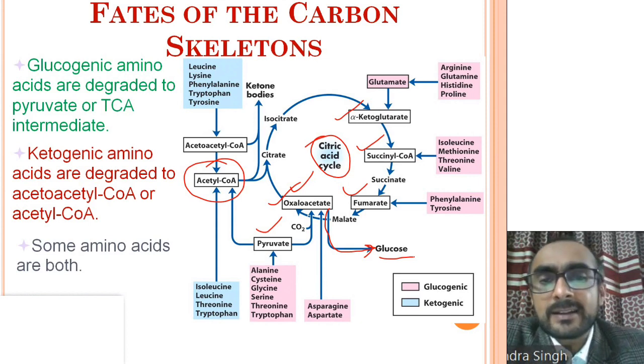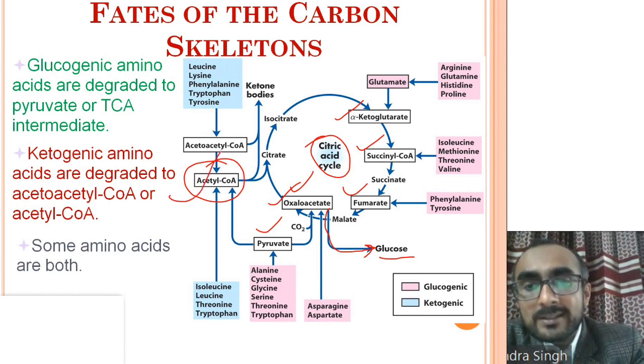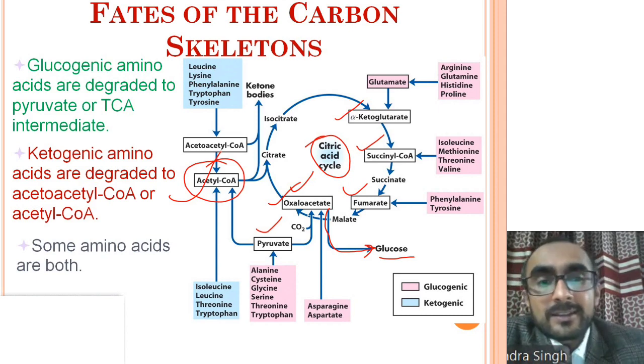Then there is a third category: some of the amino acids produce both acetyl coenzyme A as well as one of the intermediates of the TCA cycle. So those amino acids are called both ketogenic as well as glucogenic.